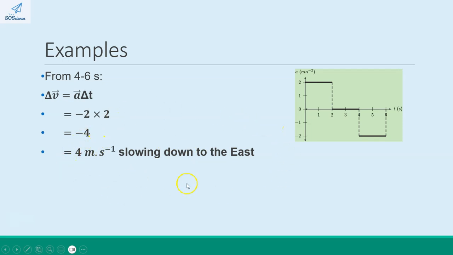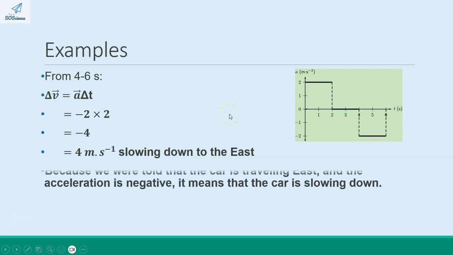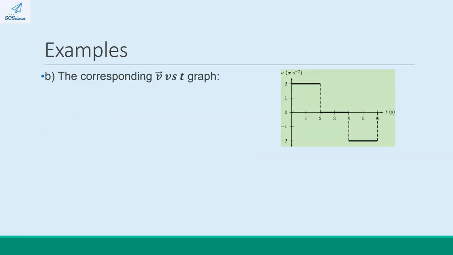This is really important information that we need to be able to derive from an acceleration time graph, and I do understand that it is very confusing. So again, because we were told that the car is traveling in the positive direction and the acceleration is negative, then that means that the car is slowing down. The velocity is slowing down, but it is still slowing down in the positive direction. And that is very important information for when we then try to draw our corresponding velocity time graph.